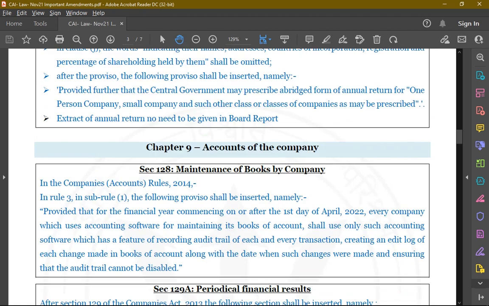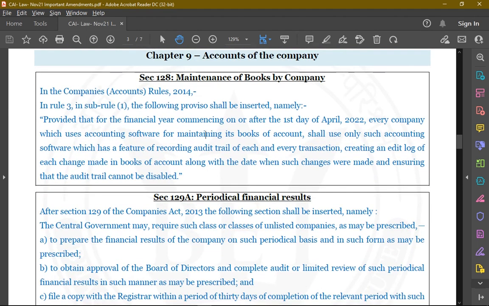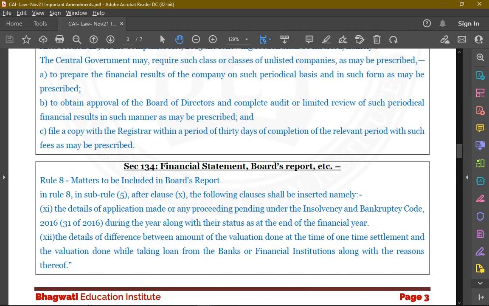This part is very important, accounts of the company. Now section 128 has inserted a new sub rule over here, that now the company, if it wants to maintain the books of accounts in software, they have to have the audit trail within the software, otherwise it will not be valid. Section 129A says that now the central government can order or instruct any company to make the periodical review of the financial results and the statements or auditing. So now it is possible to get the books of accounts audited or reviewed periodically, maybe 6 monthly or maybe quarterly instead of yearly. So it is based upon the central government's instruction.